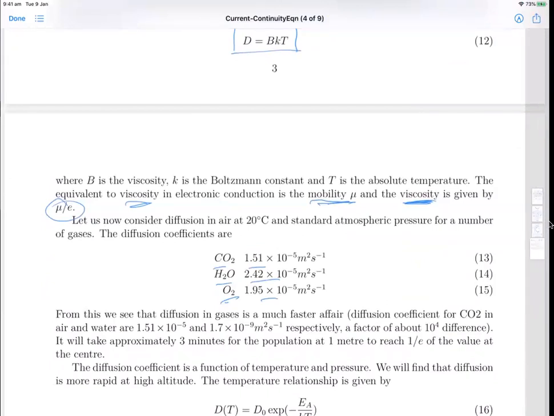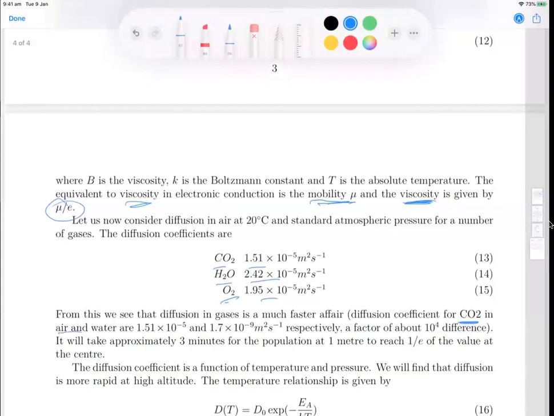When we compare the diffusion coefficient of carbon dioxide in air and water, we see that there are nearly 4 orders of magnitude difference in the diffusion coefficient. So it will take approximately 3 minutes for the carbon dioxide population to move 1 meter from the epicenter for carbon dioxide in air.